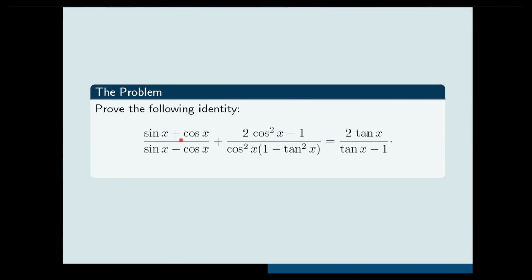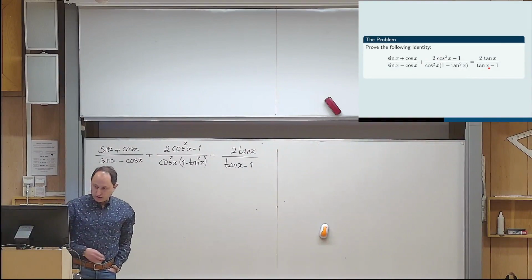Prove the following identity: (sin x + cos x) over (sin x - cos x) plus (2 cos²x - 1) over (cos²x times (1 - tan²x)) equals 2 tan x over (tan x - 1). That would be a good idea if you pause the video at this point and try to solve the problem yourself first. Okay, let us go to the board and solve the problem.